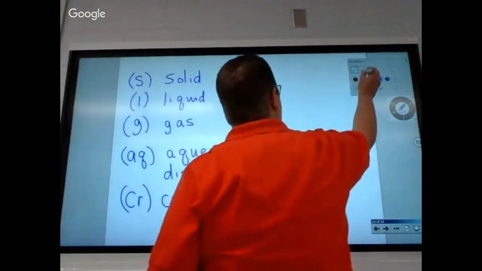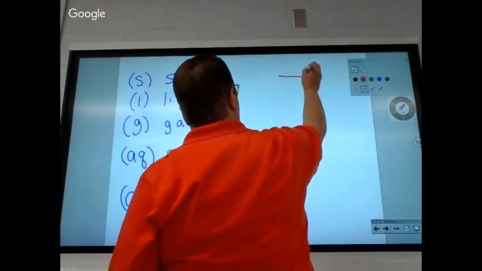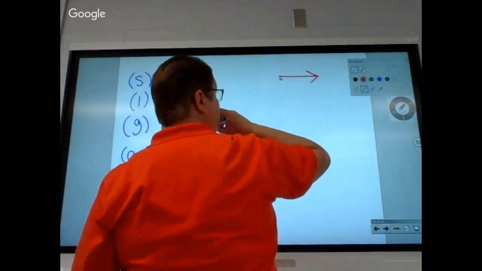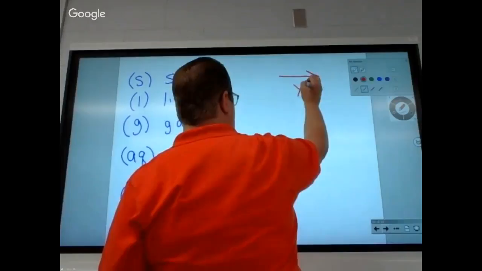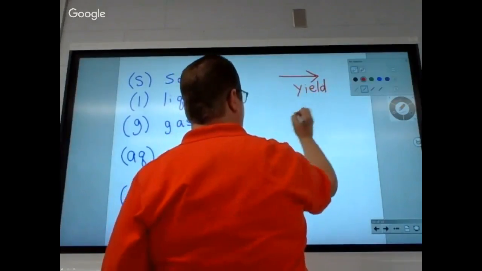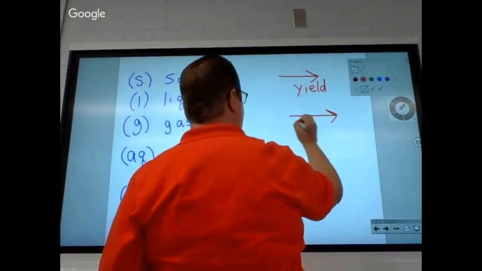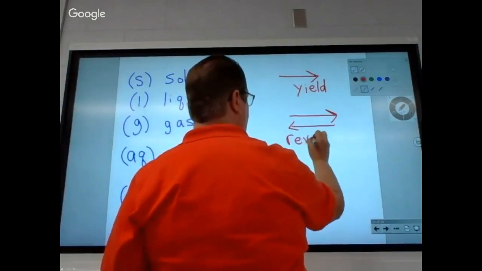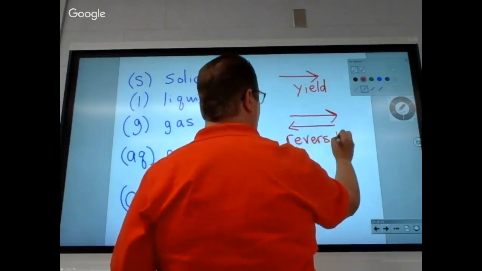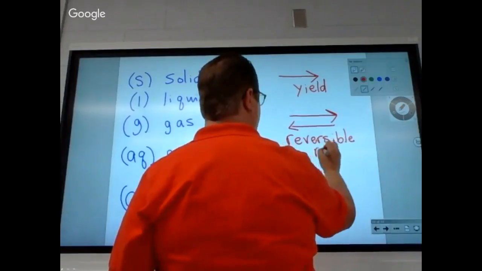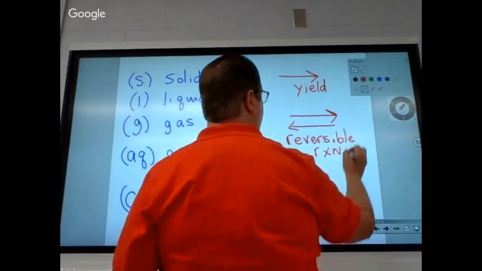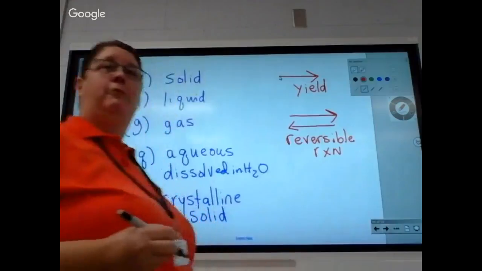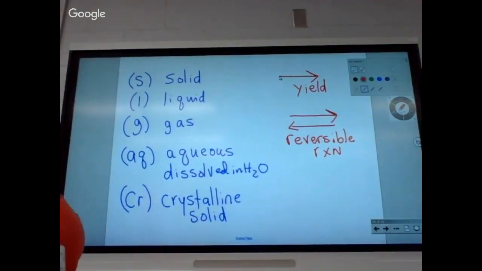All right? Sometimes you're going to see arrows. That's your yield sign. This one we're going to see at the end of the semester when we do equilibrium. This means it's a reversible reaction. Does it matter which arrow goes which way? No.